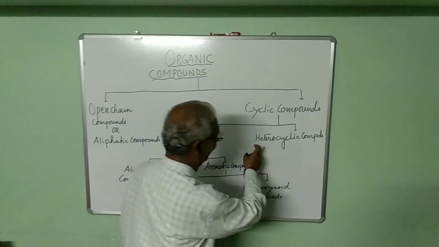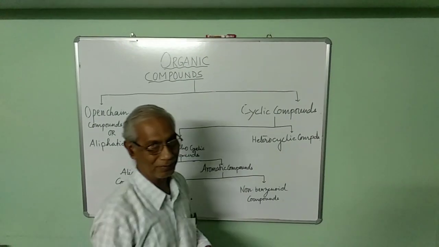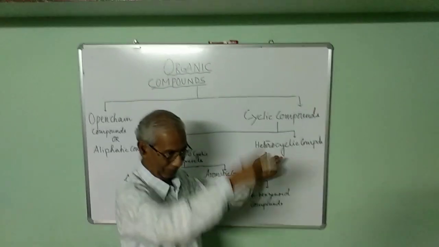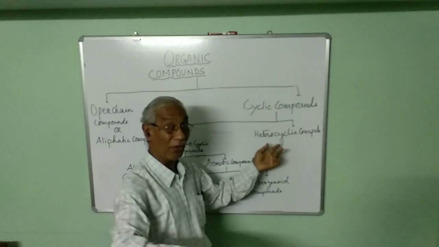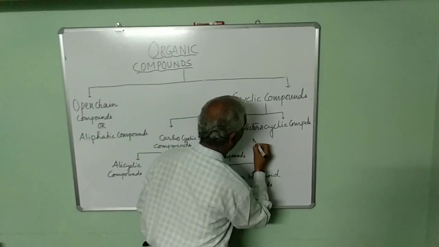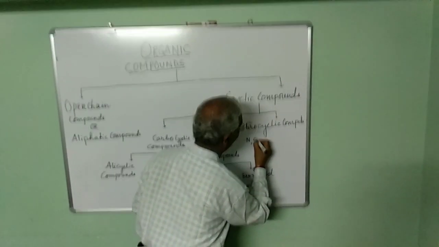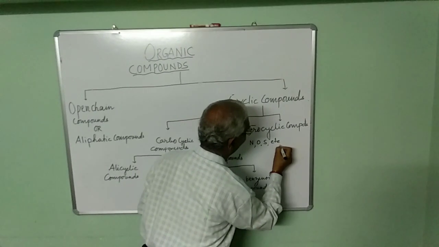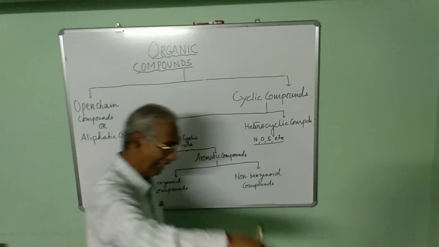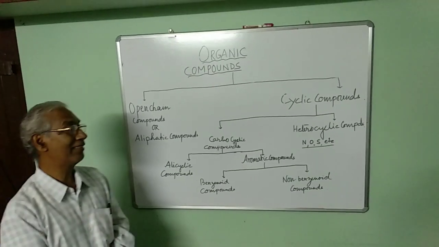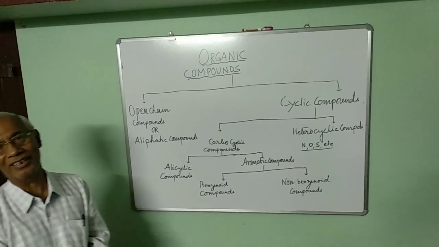In case of heterocyclic compounds, in the carbon ring, instead of carbon atoms, if nitrogen, oxygen, sulfur, etc. are present in the main ring, then it will be said to be a heterocyclic compound.